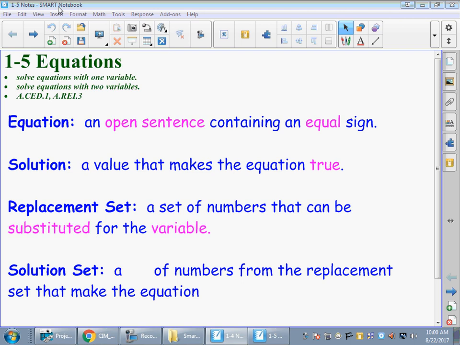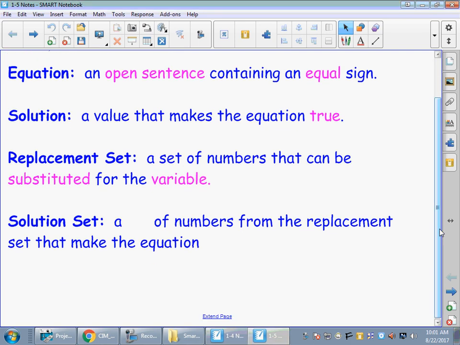The replacement set is a set of numbers that can be substituted for the variable. We don't always see replacement sets, but the book is going to provide us certain numbers to try within the equation, and that's where the solutions will come from if there are any. And then the solution set is a set of numbers from that replacement set that make the equation true.